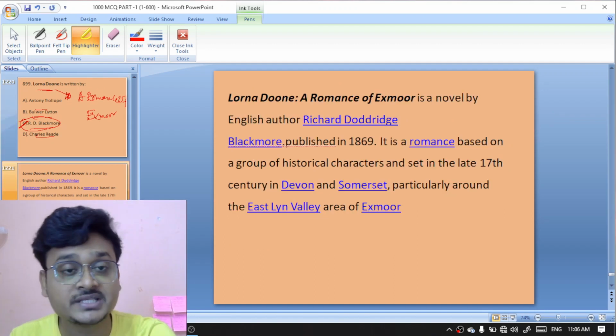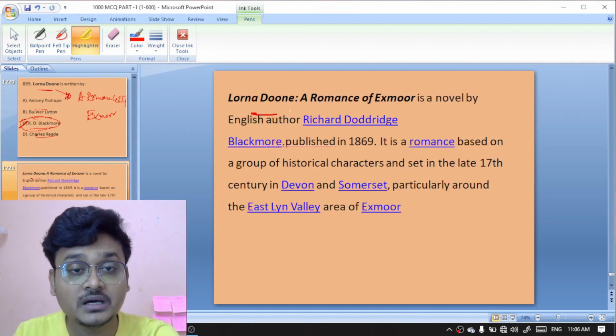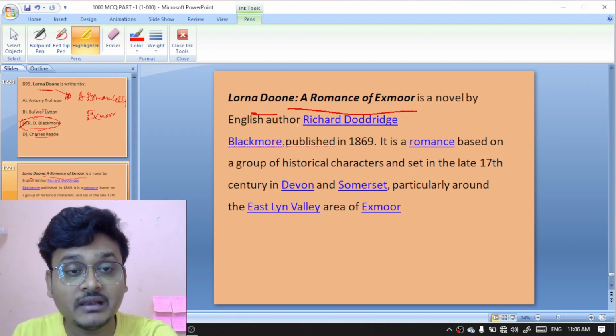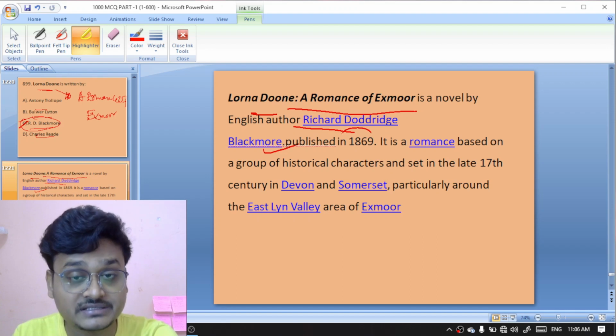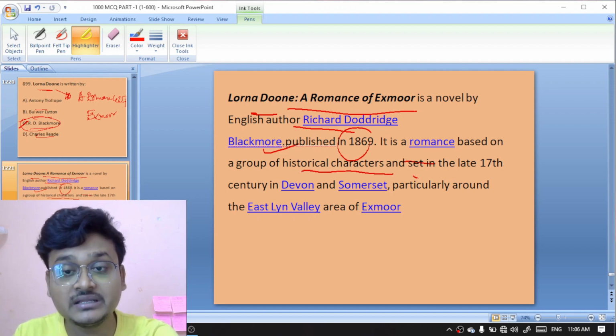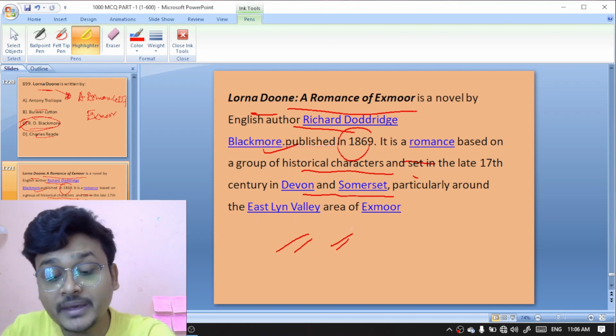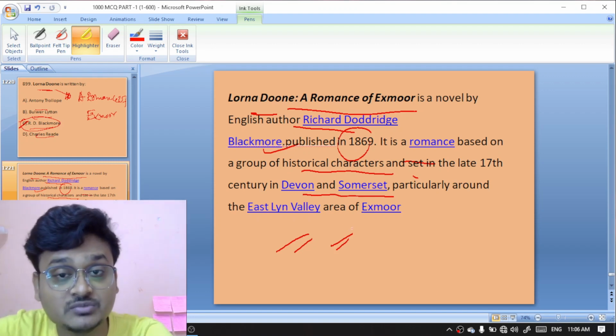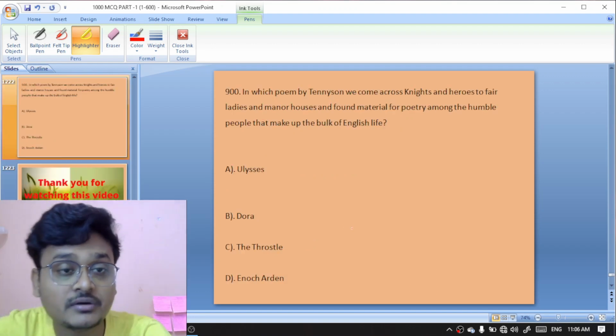Let's look at the explanation. Lorna Doone, A Romance of Exmoor, is a novel by author Richard Doddridge Blackmore, published in 1869. It is a romance based on a group of historical characters and set in late 17th century Devon and Somerset, particularly around the Doone Valley and the area of Exmoor. So Lorna Doone, A Romance of Exmoor, is a novel by Richard Doddridge Blackmore.